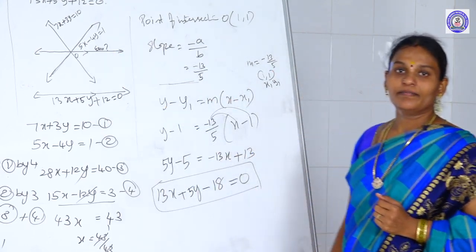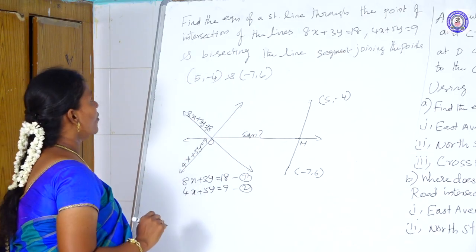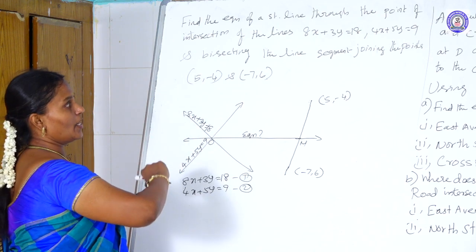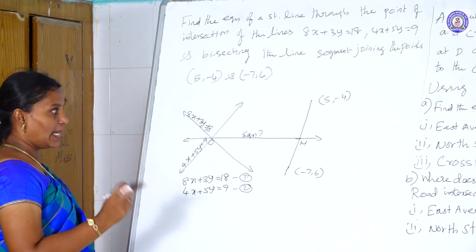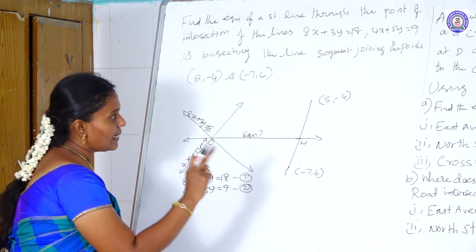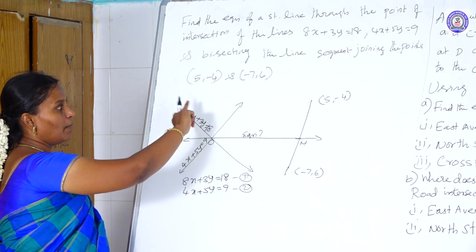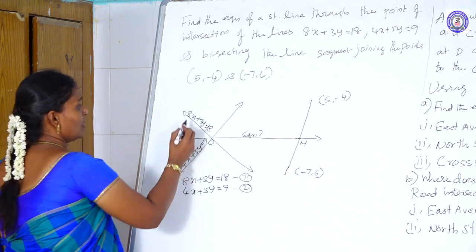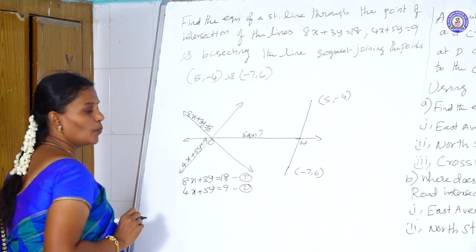Okay, find the equation of a straight line through the point of intersection of the lines 8x plus 3y is equal to 18, 4x plus 5y is equal to 19, and bisecting the line segment joining the points 5 comma minus 4 and minus 7 comma 6. Okay. See here, these two lines intersect at the point O.